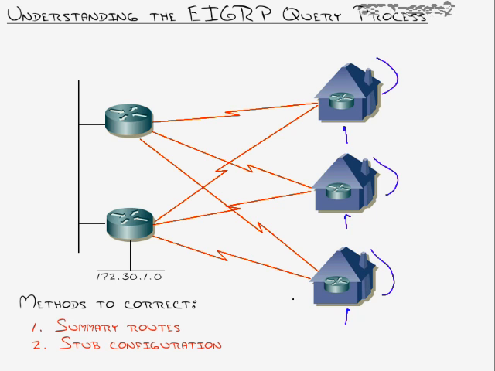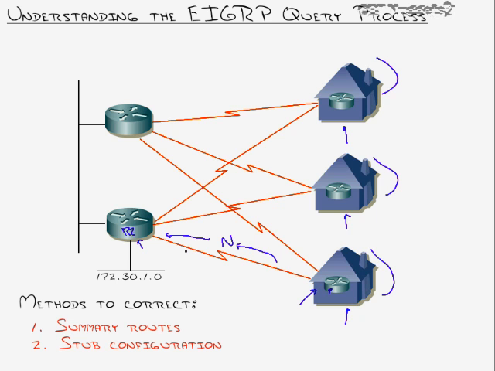So if we configure these routers as stubs, what will happen is when the neighbor relationship is formed here, we'll say this router and this router form a neighbor relationship. In the neighbor negotiation process, it will come across to router 2 up here and say, hello, router 2, I am a stub.